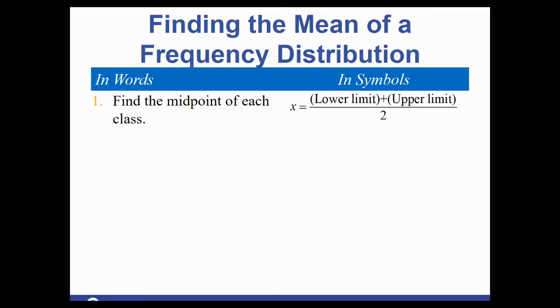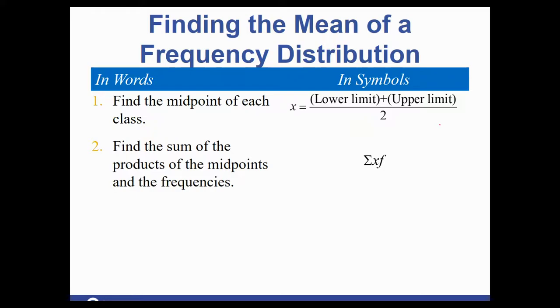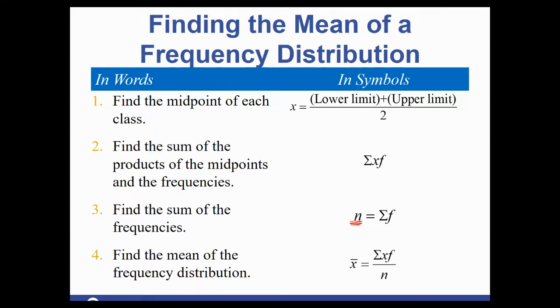But when you're looking at a frequency distribution, you might have to find the midpoint for each of those ranges first. So lower limit and upper limit, divide it in half. You might need to find the sum of the products of the midpoints and the frequencies. Find the sum of the frequencies, that is your sample size. That also might be given to you. And then you can actually divide. So the sum of each of those midpoints times frequency divided by sample size.